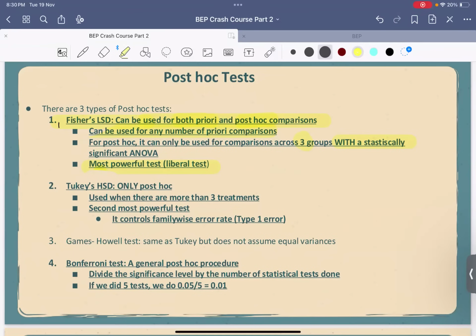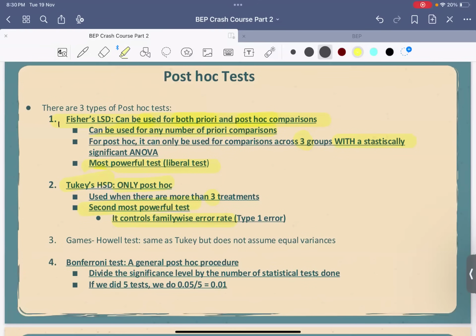The second test is called Tukey. Tukey is HSD. And this is only post hoc. You cannot use it priori. It's used when there are more than 3 treatments. It's the second best thing. After Fisher LSD, if I can't use Fisher LSD because I have more than 3, I'll use Tukey. It's the second most powerful test, and it controls family-wise error rate.